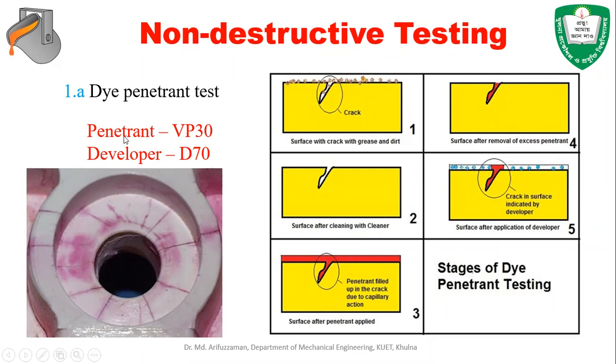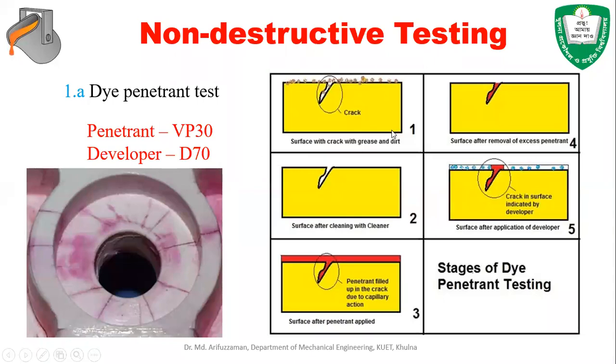The penetrant is basically a wire-like material that is sprayed on the surface of the product that you are going to test, and the developer is sometimes powder or sometimes powder mixed with liquid. Okay, so how does it work? How does the dye penetrant test work?